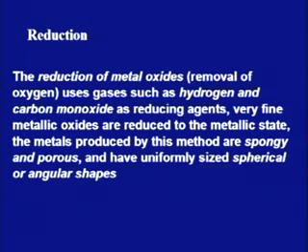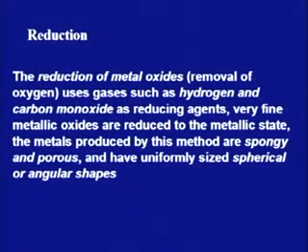So, important points here are: the metals produced by this method are spongy and porous, as well as they have uniformly sized spherical or angular shapes. Now, this shape of the metal powder made by the process of reduction influences the final properties of the final product. If they are uniformly sized spherical particles, the porosity will be more, the density may be less. Depending upon the size as well as the shape of the particles, we can see whether these particles will form a dense product or a porous product. Reduction is another process where the metal oxides are reduced using reducing agents such as hydrogen and carbon monoxide.